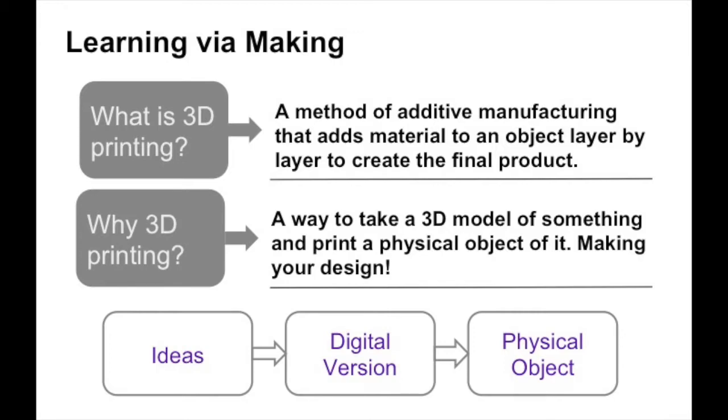First, learning via making. 3D printing is a method of additive manufacturing that adds material to an object layer by layer to create a final product. In particular, 3D printing is a way to take a 3D model of something and print the physical object of it. Make your design physical and tangible. There are generally 3 basic design processes of 3D printing, which we usually start with ideas and then use 3D modeling software to transfer to digital version. Finally, we use a 3D printer to get the physical object of our design.